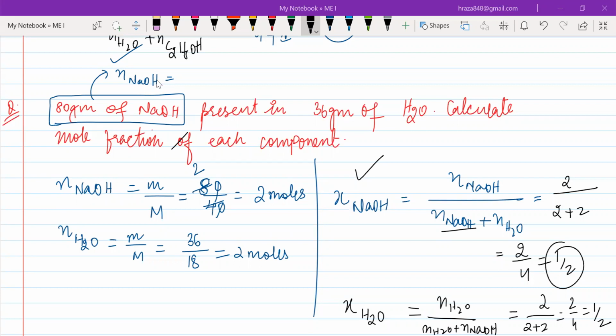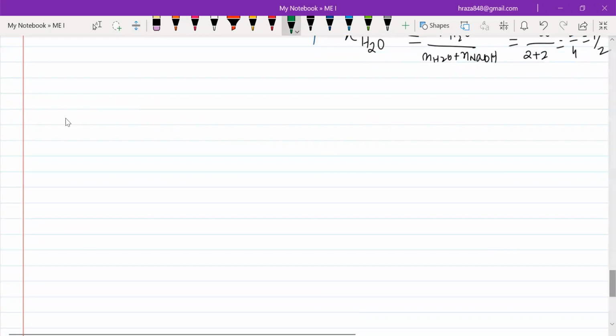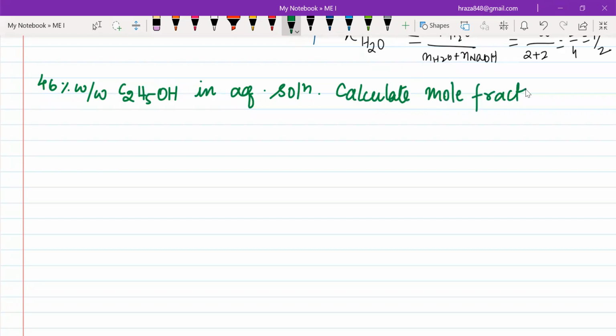Yes, sir. Okay. Now the question can be asked in terms of weight by weight percent as well. Like it can be asked: 46% weight by weight C2H5OH in aqueous solution. Calculate the mole fraction of each component.